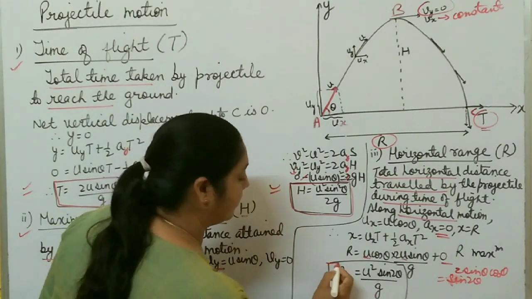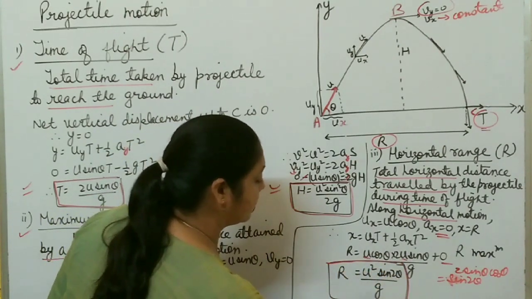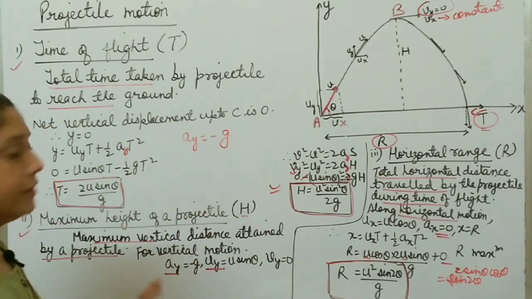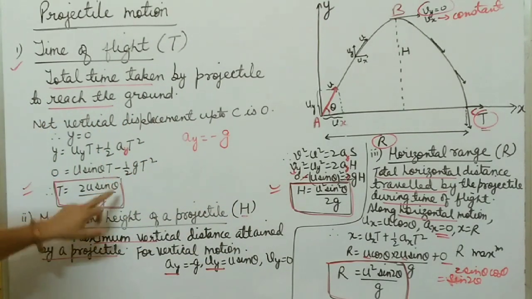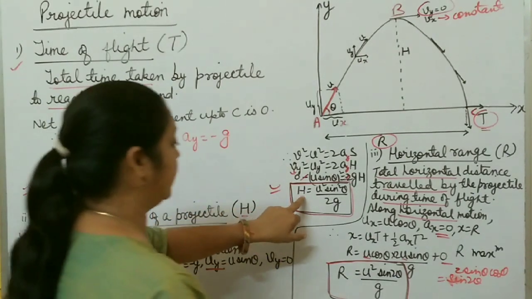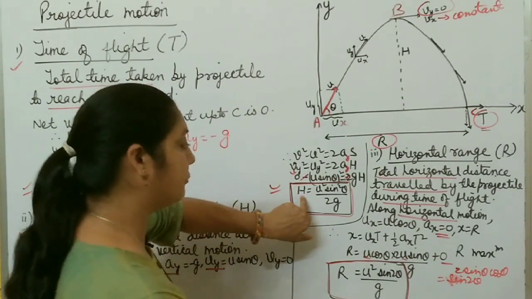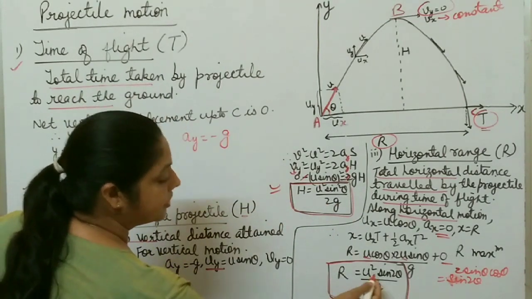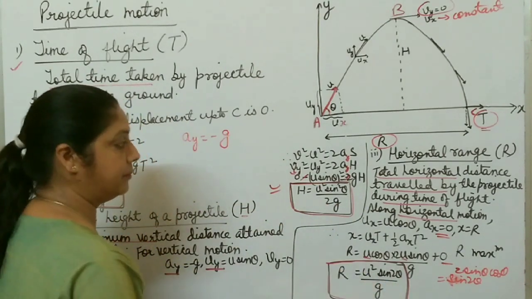So this is the formula for horizontal range, right? U square sin 2 theta by g. All formulas are very important. Time of flight, 2u sin theta by g. This is the maximum height of a projectile, u square sin square theta by 2g. This one is the horizontal range, u square sin 2 theta by g.